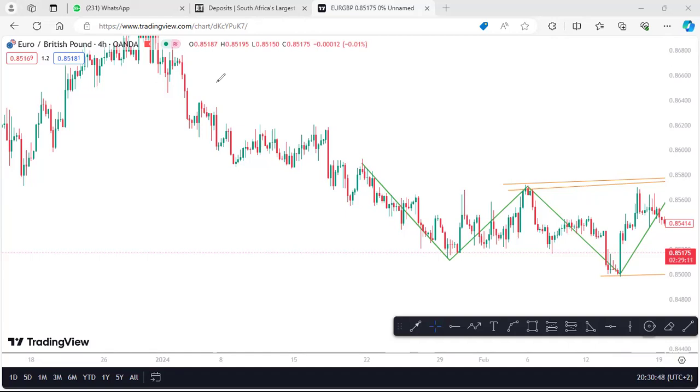Before we move to indicators, we have questions on breakouts and support and resistance. Questions on that? Are we good? Yeah, okay, right?